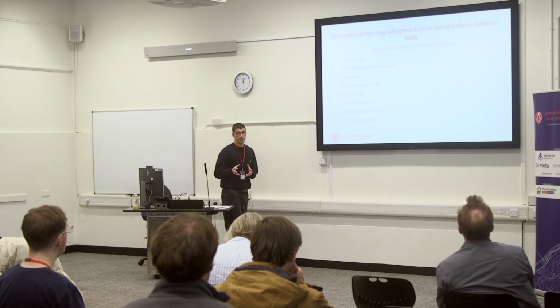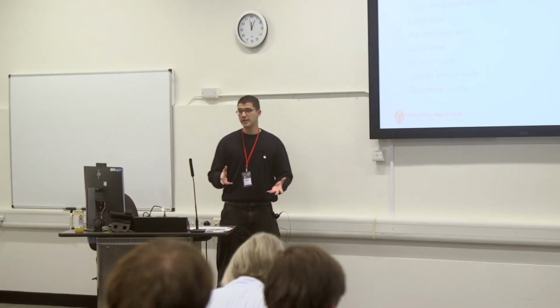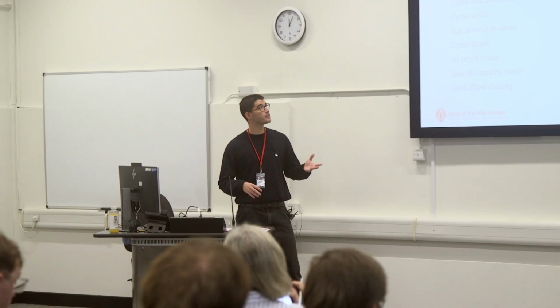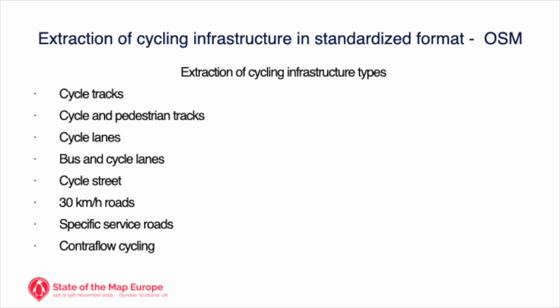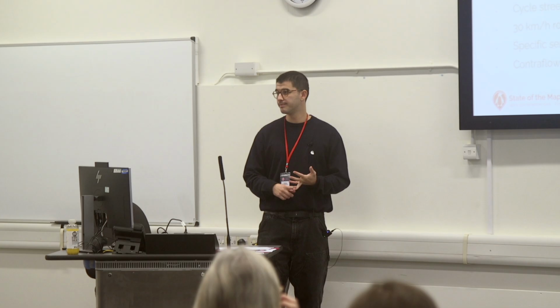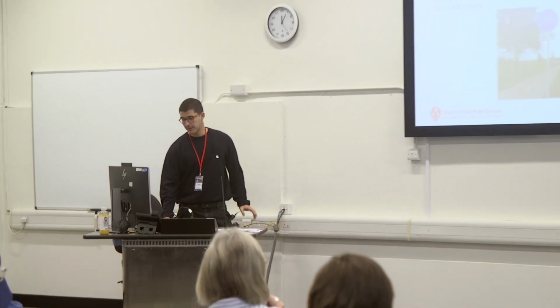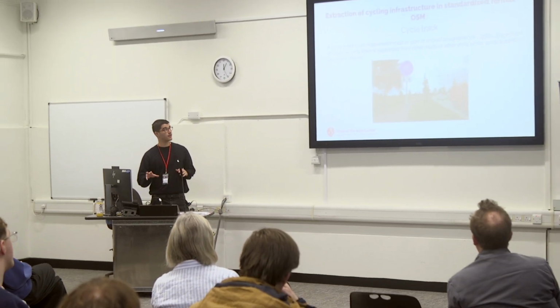So the first step is to extract the cycling infrastructure data from the OpenStreetMaps in a standardized format. So the cycling infrastructure types that we extract are the cycle tracks, the cycle and pedestrian tracks, the cycle lanes, the bus and cycle lanes, the cycle streets, the 30 km/h roads, and the specific service roads, and also the contraflow cycling. Okay. But let's see what exactly is everything.